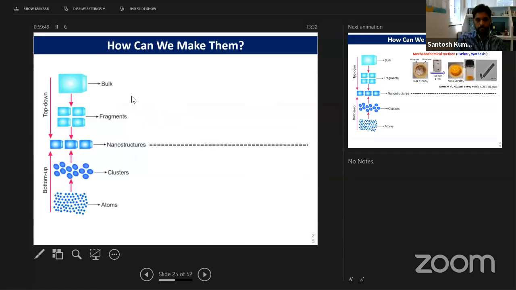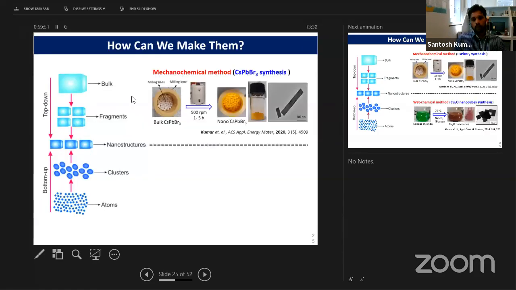For example, this is what we do in our lab, a mechanochemical method. You have a ball mill, you add the bulk material and grind it, and you break it down into the nanoscale. This is called the top-down approach.